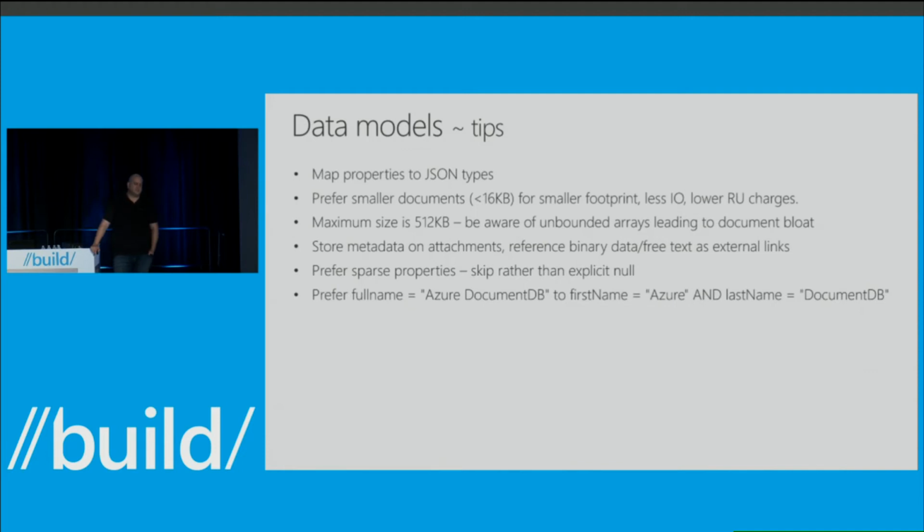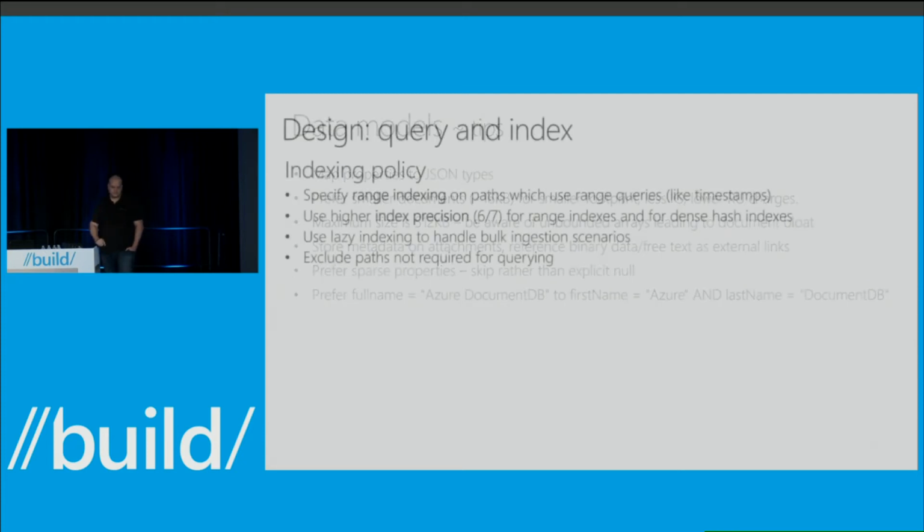Some of those things may seem small, but they make a very big difference when you model your application. Indexing policies: as I told you, you can play around with indexing policies and ranges and precisions. So run your queries, look at what your RU charge is, modify your index policy, do the same query again, and see what your RU charge is.